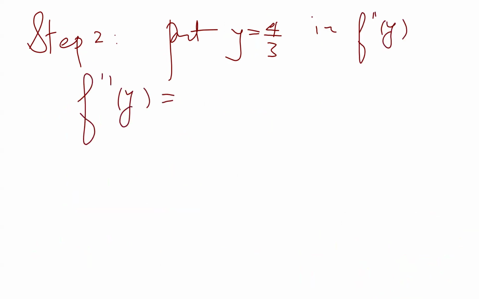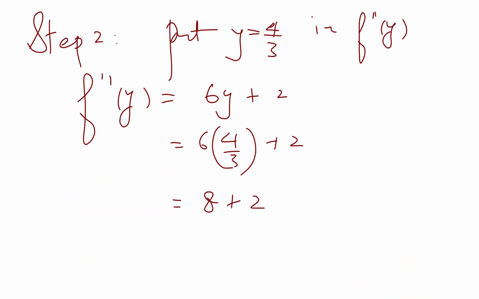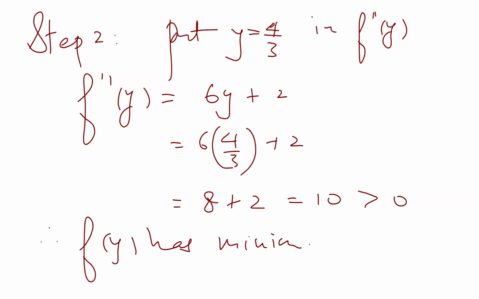Now what is f double dash y? We got f double dash y is 6y plus 2. So 6 into 4 by 3 plus 2. So 8 plus 2, which is 10, greater than 0. Therefore f of y has minima at y equal to 4 by 3. Okay, we don't have to find out the minimum value. We just have to prove that the sum is minimum, which we have done.